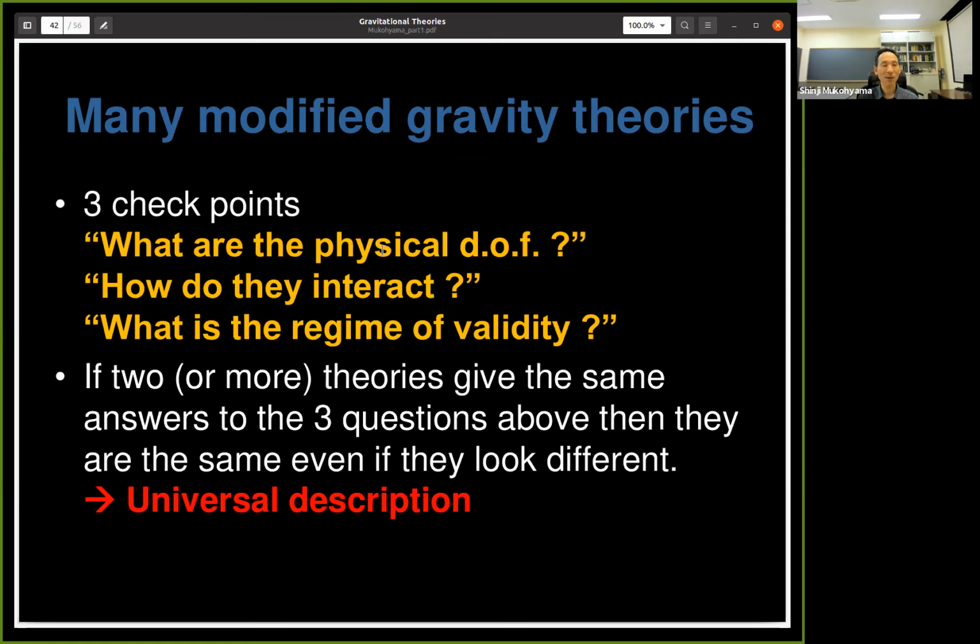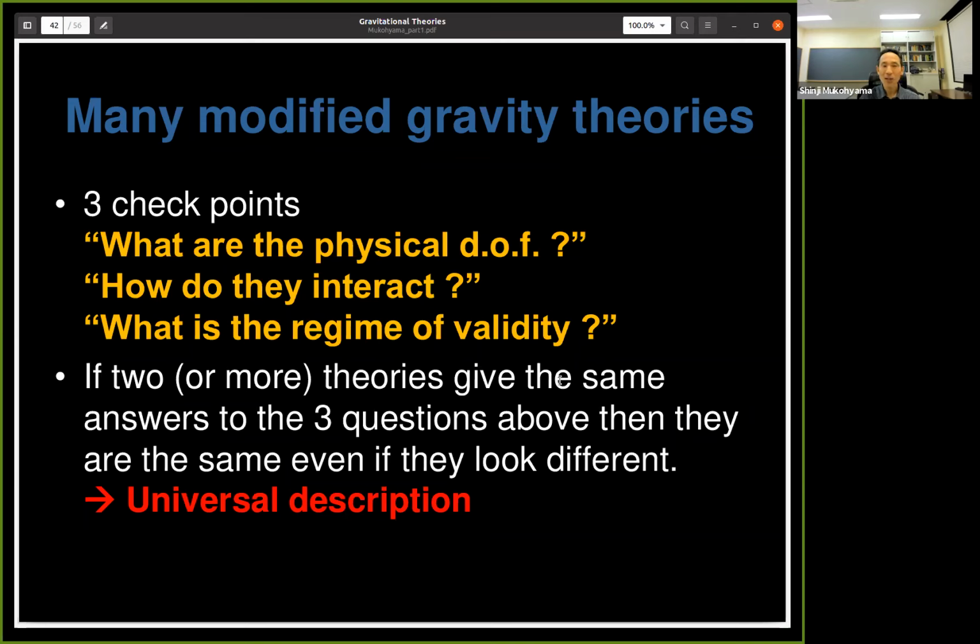So say some theory has two polarizations of gravitational waves and a scalar field, and then we need to know how they interact. Also, we want to know the regime of validity of the theories. Some theory is good only at low energy. Some theory may be good all the way up to the Planck scale or maybe above, if the theory is UV complete, like string theory or maybe Horava gravity.